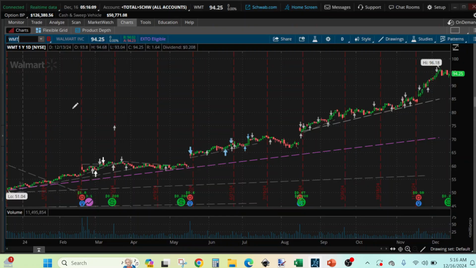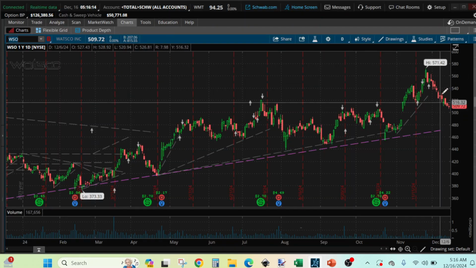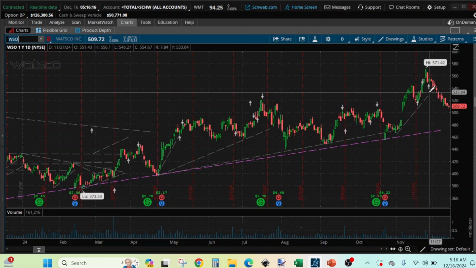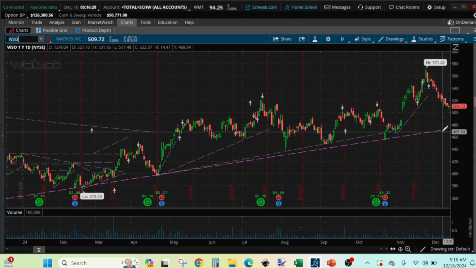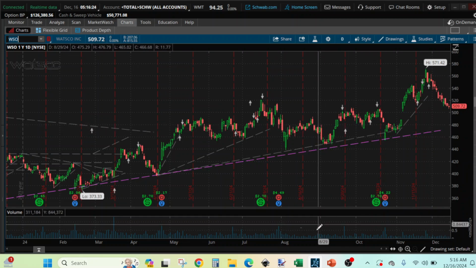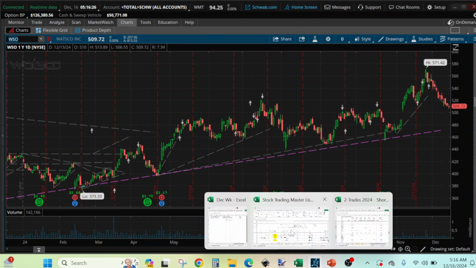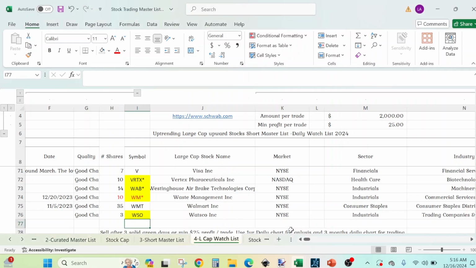WSO. We bought it there, and it seems like it's coming to this line here. When it comes to this line, we might buy some more, but it's not there yet. So this concludes our stock analysis to see if there are stocks we can pick for today's swing trading.